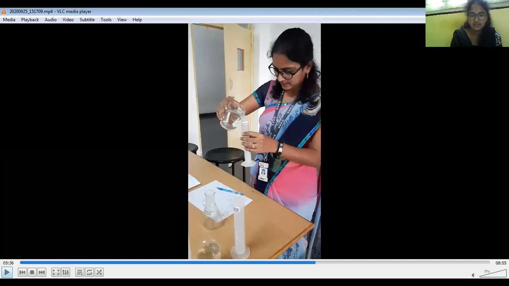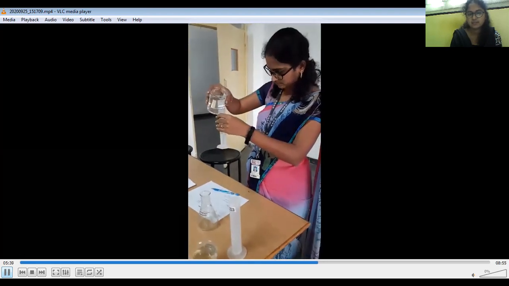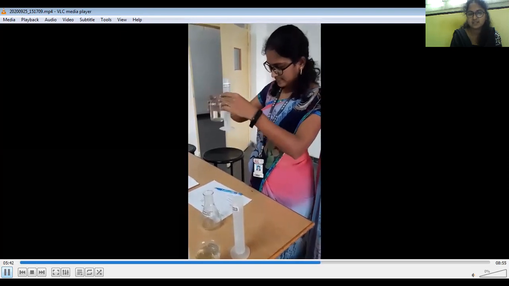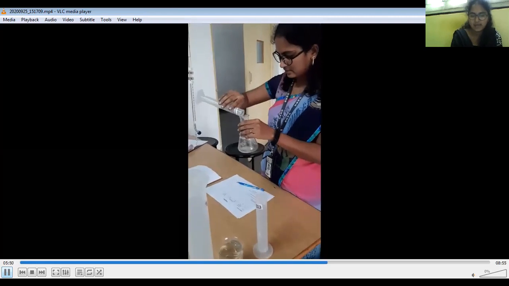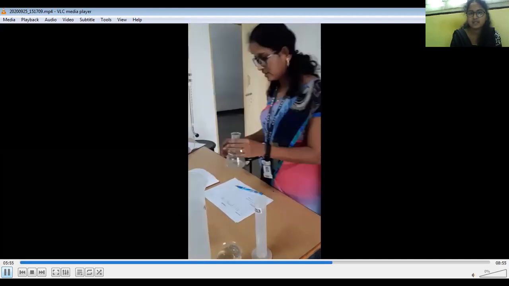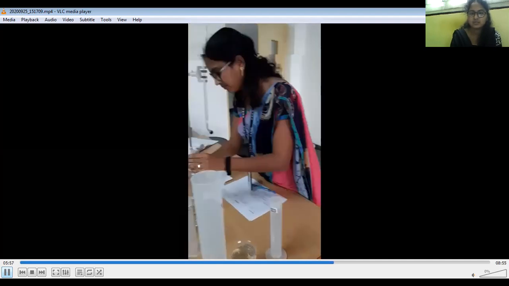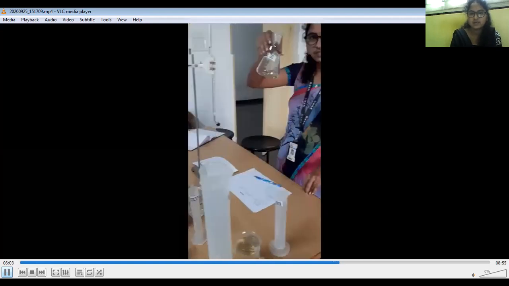Now another one: we will take another sample, that is the blank. The blank, as we have already discussed, is distilled water. Take 20 ml of distilled water into a conical flask and add 2 to 3 drops of indicator, the color changer.